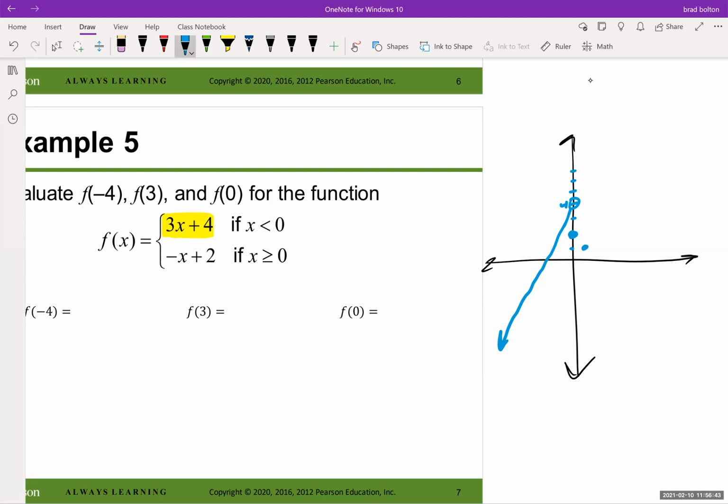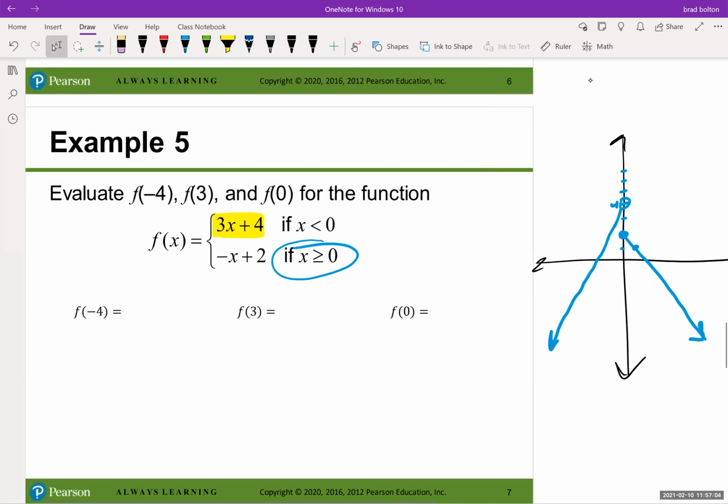Okay. Now, technically, this should be the graph of this line. However, they said we only care about this line when x is greater than or equal to 0. So I erase that. So this is what a piecewise defined function looks like, okay?